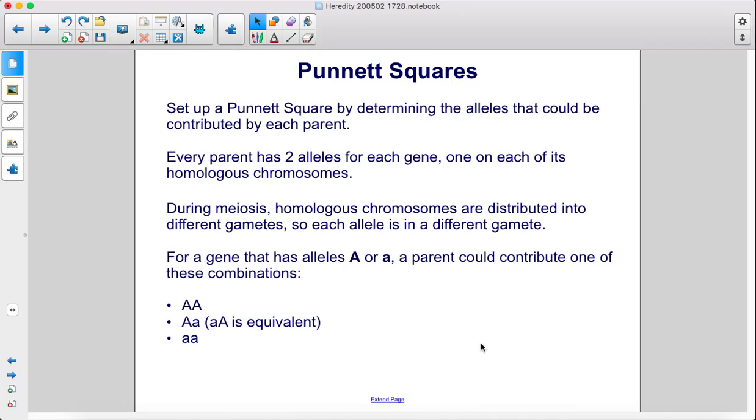Set up a Punnett square by determining the alleles that could be contributed by each parent. Every parent has 2 alleles for each gene, one on each of its homologous chromosomes. During meiosis, homologous chromosomes are distributed into different gametes, so each allele is in a different gamete. For a gene that has alleles capital A or lowercase a, a parent could contribute one of these combinations: both uppercase A's, a mix of uppercase and lowercase, or 2 lowercase a's.